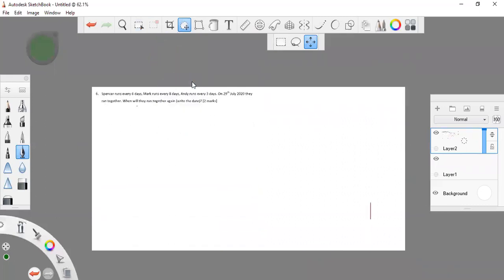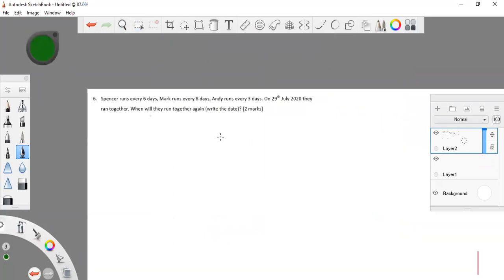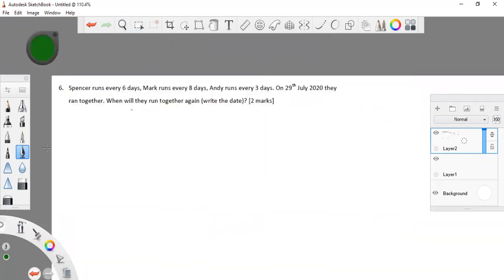Ini gampang ya. Tadi kalian udah ngomong, ini mah LCM. Iya benar. Why? Because it is repeating, right? So since it is repeating, you need the LCM. Repeating activities. What is repeating? Multiplying, right? You repeat the number, multiply. So find LCM. So before we do the question, we find the LCM first.